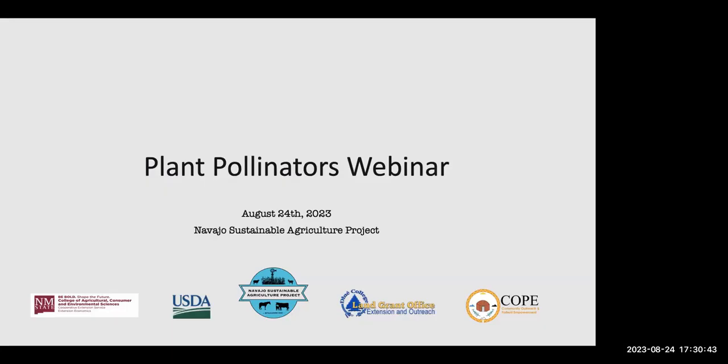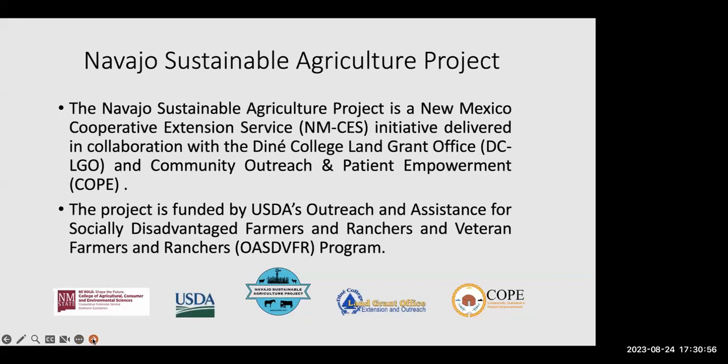My name is Mikkel Lantana, and I am the project specialist for the Navajo Sustainable Agriculture Project. In short, we're called the NSA Project. We are funded by the USDA Outreach and Assistance for Native Farmers and Ranchers and Veteran Farmers and Ranchers program. And we're also part of the New Mexico State University Cooperative Extension Service.